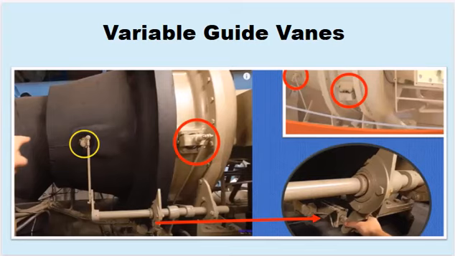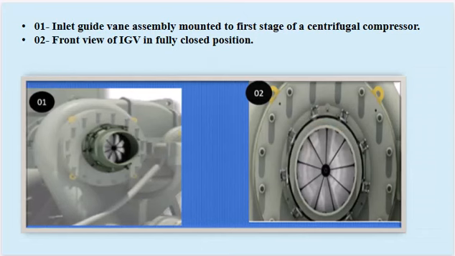Proper control of guide vanes can make a significant difference in energy savings and overall system performance. On this slide, we see the inlet guide vane, IGV, assembly mounted on a centrifugal compressor's first stage. The left image shows the IGV assembly, while the right offers a front view of the IGV in a fully closed position. Understanding the positioning and role of inlet guide vanes is crucial for regulating the refrigerant flow, which directly impacts system efficiency and energy consumption.